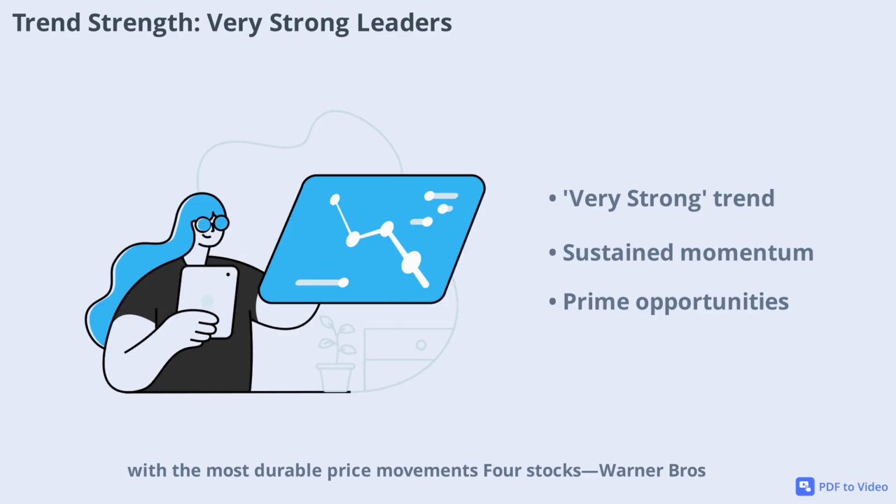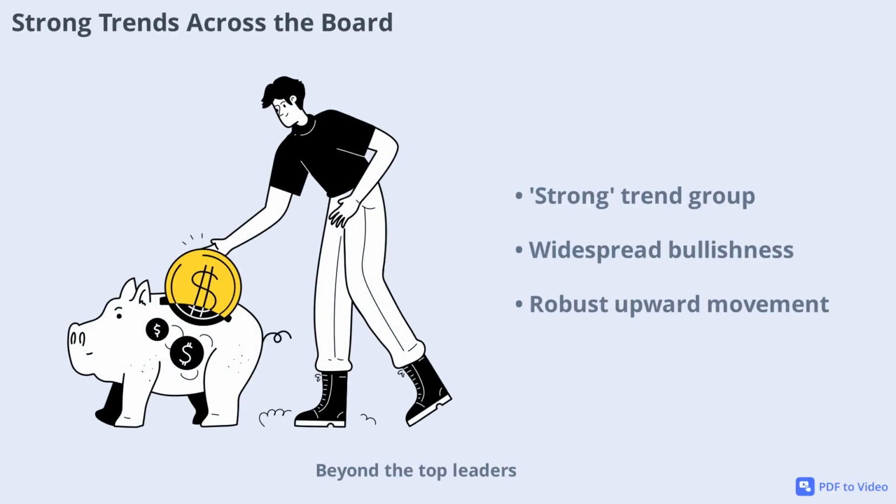4 stocks, Warner Bros. Discovery, WBD, Fabrinet, FN, Sanmina, SANM, and Avidity Biosciences, RNA, lead the group with a very strong trend classification. This indicates powerful and sustained directional momentum, a key positive for trend-following investors seeking robust opportunities in the current market. Beyond the top leaders, a broader group of stocks demonstrates strong trends.